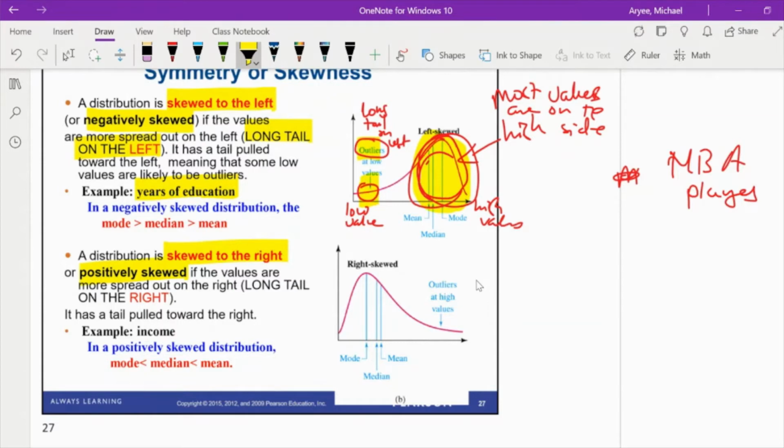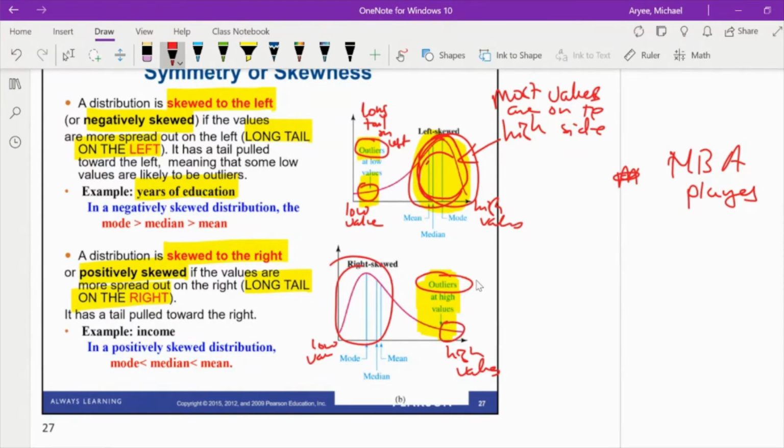All right, so skewed to the right is also called positively skewed. The long tail is on the right side. There are possible outliers, but they might be more on the high values. So these are high values over here, and low values over here. You have a lot of low values, and then you have very few high values.